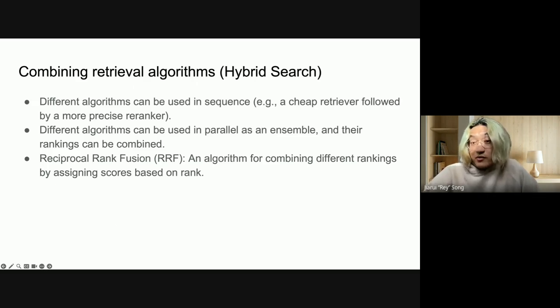Or you can do it in parallel. You run multiple retrieval algorithms simultaneously and then combine their rankings. A key technique for combining parallel rankings is called reciprocal rank fusion. RRF assigns scores to the documents based on their rank in each retrieval list, with higher ranks receiving higher scores. The final score of our document is the sum of these scores across all retrievers. By strategically combining retrieval methods, either sequentially or in parallel with techniques like RRF, you can achieve more accurate and robust retrieval for your RAG applications.